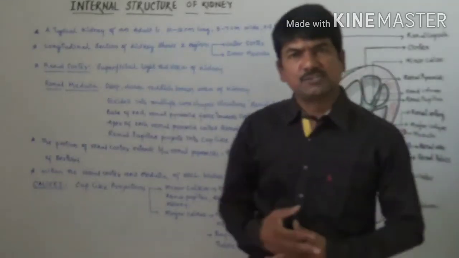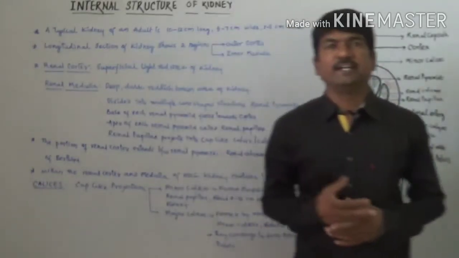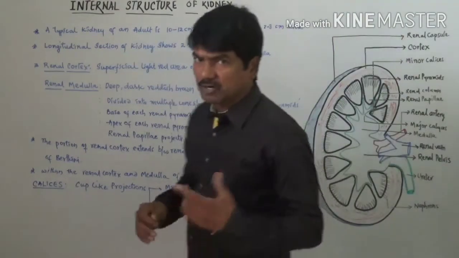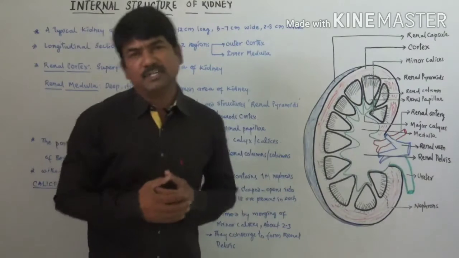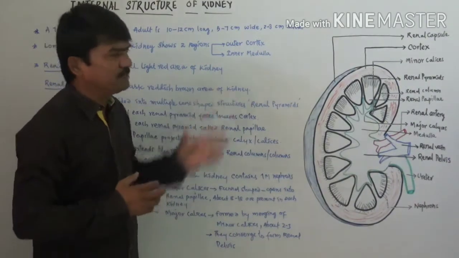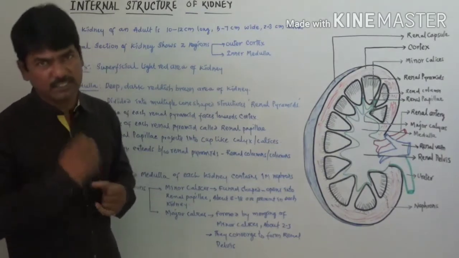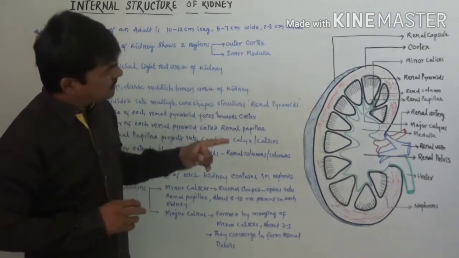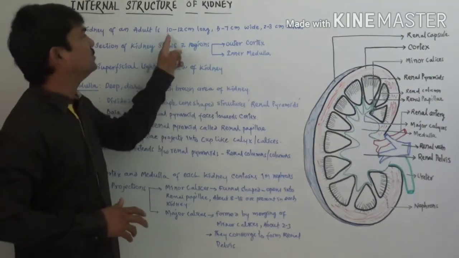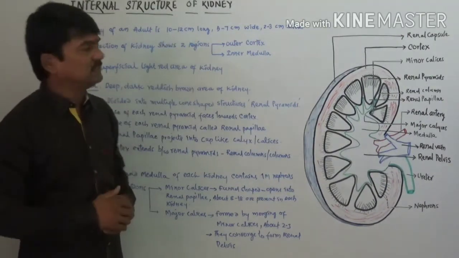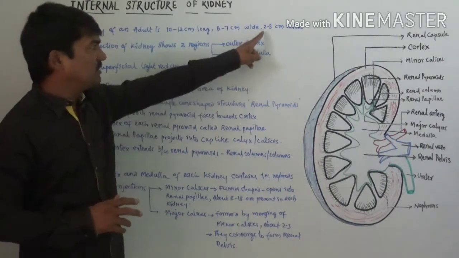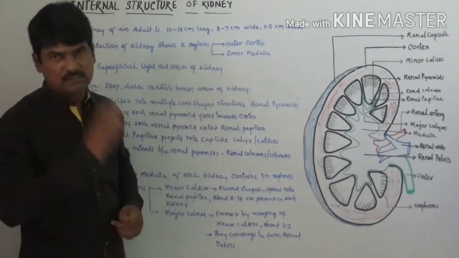If we see the internal structure of the kidney, we can identify some structures. In a typical adult kidney, there are some measurements we can identify, like length, width and thickness. A typical kidney has about 10 to 12 centimeters of length, 5 to 7 centimeters of width, and 2 to 3 centimeters of thickness.